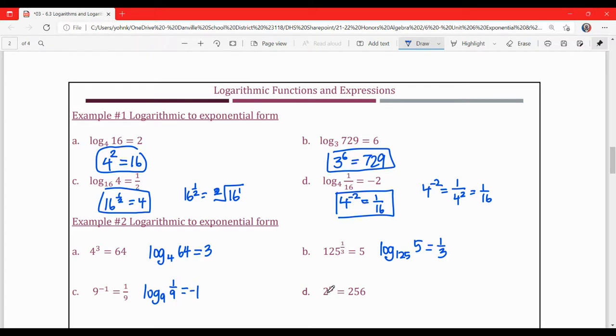Letter D, 2 to the 8th power equals 256. The base 2 stays the base, so log base 2 of 256 equals 8. You need to be really good at changing stuff from exponential to logarithmic and back again, as that's how you're going to solve equations involving exponents.